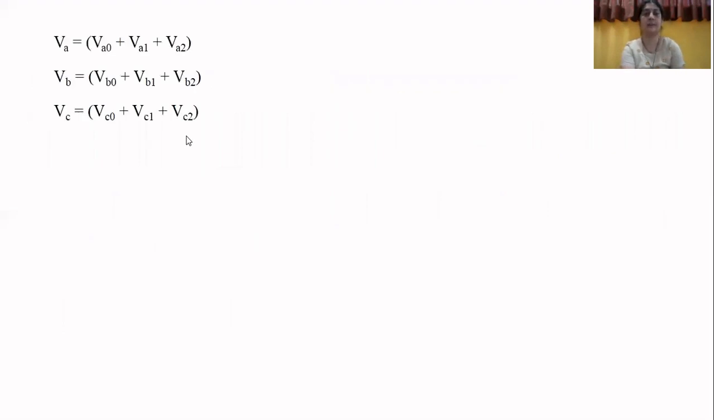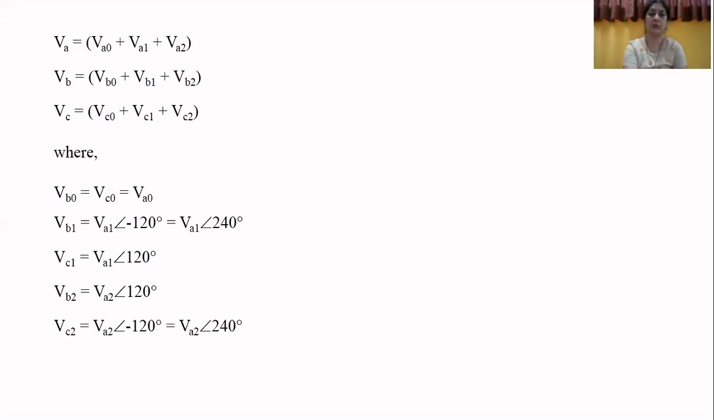How are they represented? The unbalanced phase voltage VA is equal to the sum of VA0, VA1 and VA2. VB is the sum of VB0, VB1 and VB2. VC is the sum of VC0, VC1 and VC2, where VA0, VB0, VC0 are all zero sequence components. As just explained, they have equal magnitudes and they do not have any phase displacement. So they are simply equal to one another.